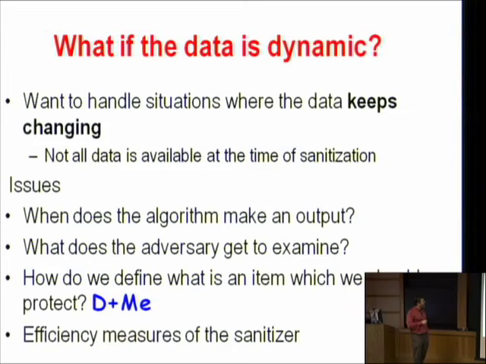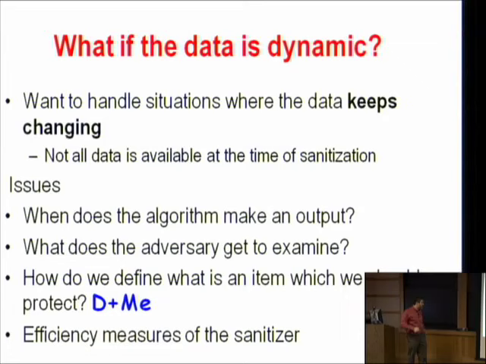As I said, the scenario we're dealing with here is that the data keeps changing, and not all the data is available. There is no one time of sanitization. Sanitization happens all the time. So there are several issues we have to wonder about. When does the algorithm actually make an output? When does it say what its estimate is? What does the adversary get to examine? What is the access the adversary has now? It's not clear because things change.